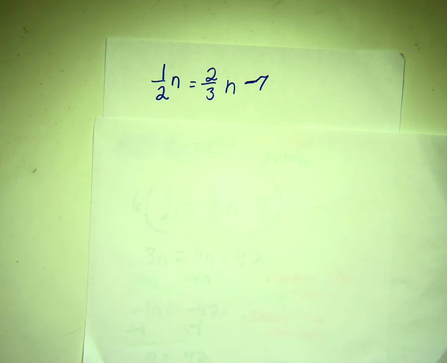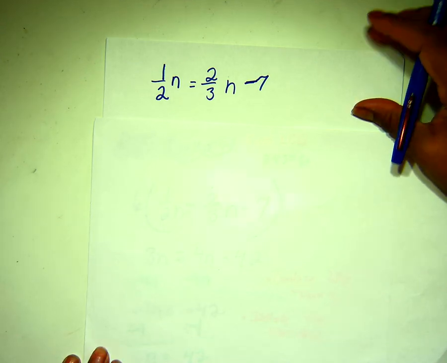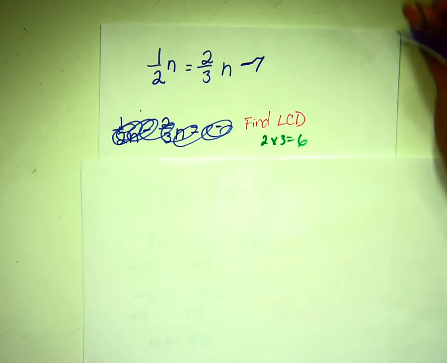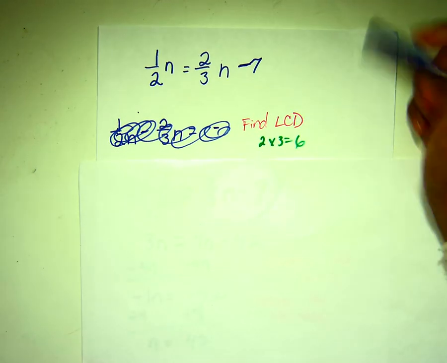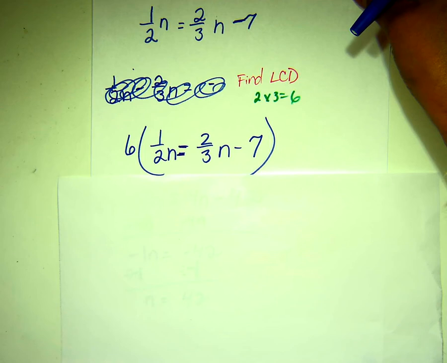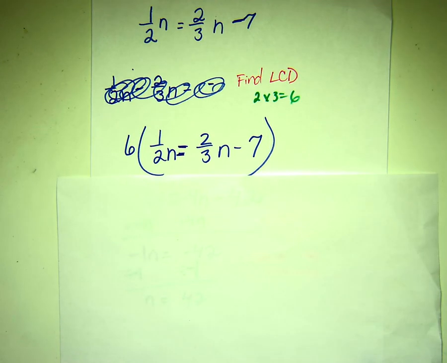So now we still have a fraction. Notice how there's still different denominators. So we're going to find our least common denominator by multiplying 2 and 3. So 2 times 3 gives you 6. So that's where I got it from. Now multiply everything by 6. Now the reason why we want to do the 6 is because we don't like fractions.